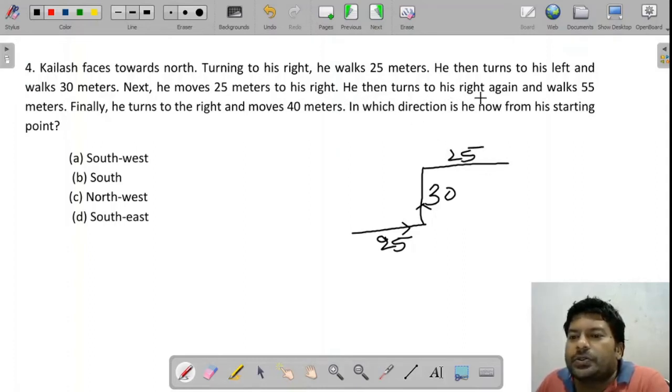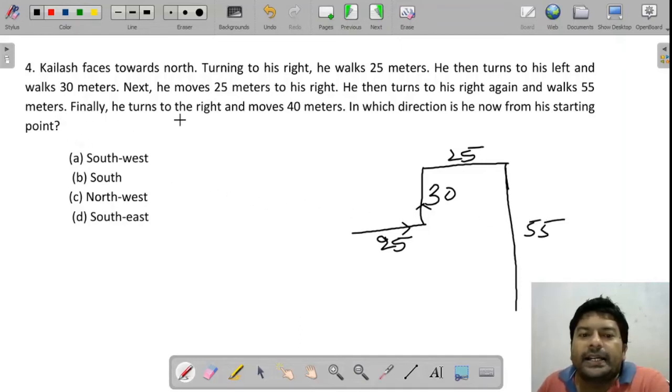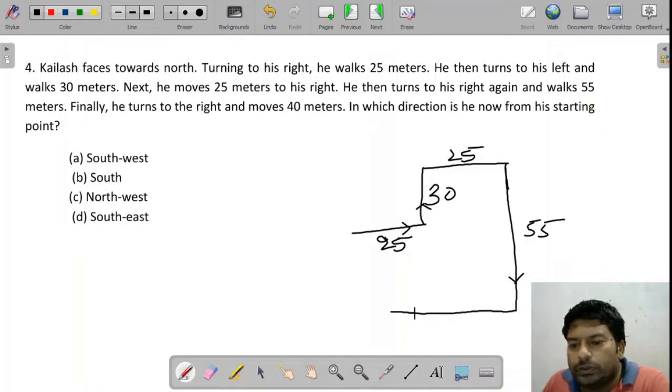He then turns to his right again and walks 55 meters. Right in the sense he walks this way. This is a total of 55 meters. Finally he turns to the right. See, he has traveled 55 meters here and he turns right. That means he turns this side and moves 40 meters. He has moved 40 meters.